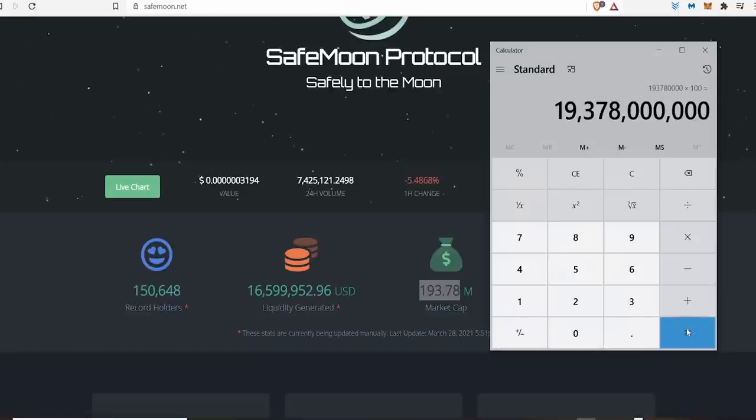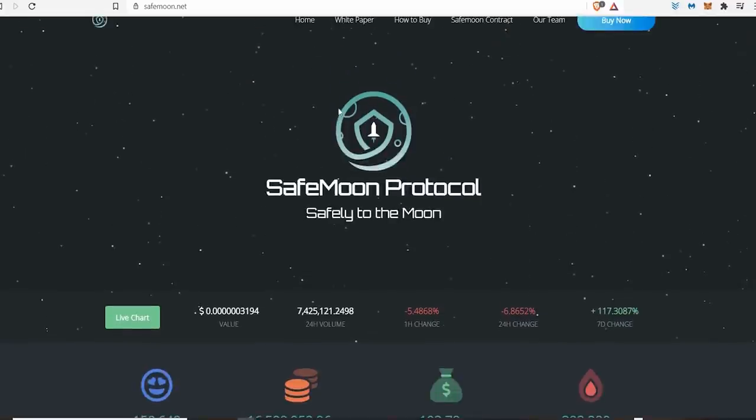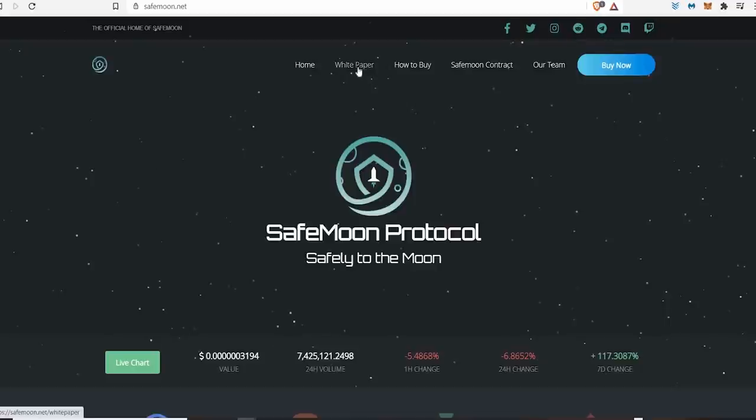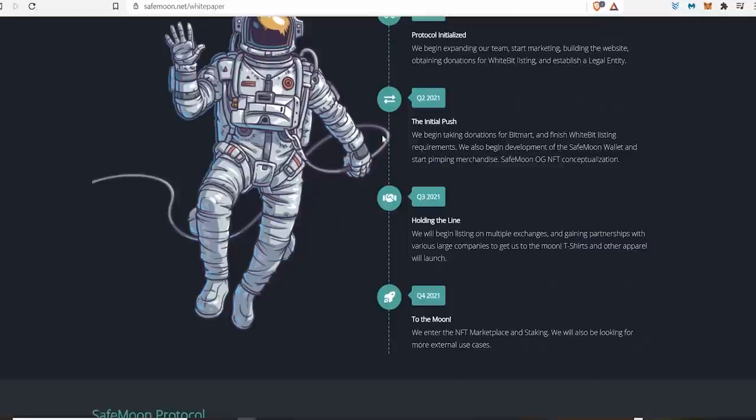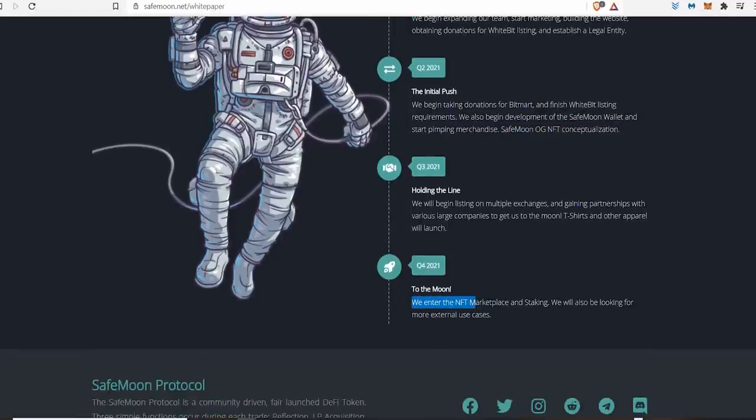Now, that is doable, especially if this is going to get a lot of hype behind it, and a lot of people are going to support the project, and they actually stick to their roadmap and do what they're going to do. Because they're talking about implementing things like NFTs. You know, SafeMoon OG NFT conceptualization. I think I said that right. And down here, to the moon, we enter the NFT marketplace and staking.